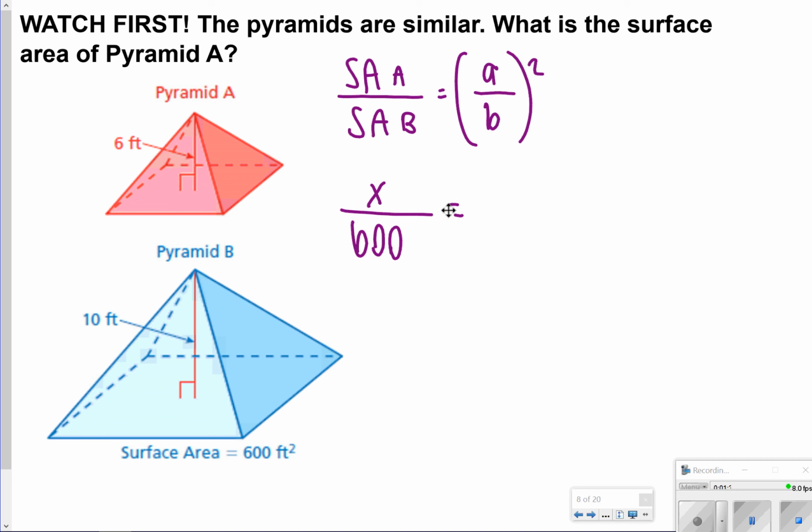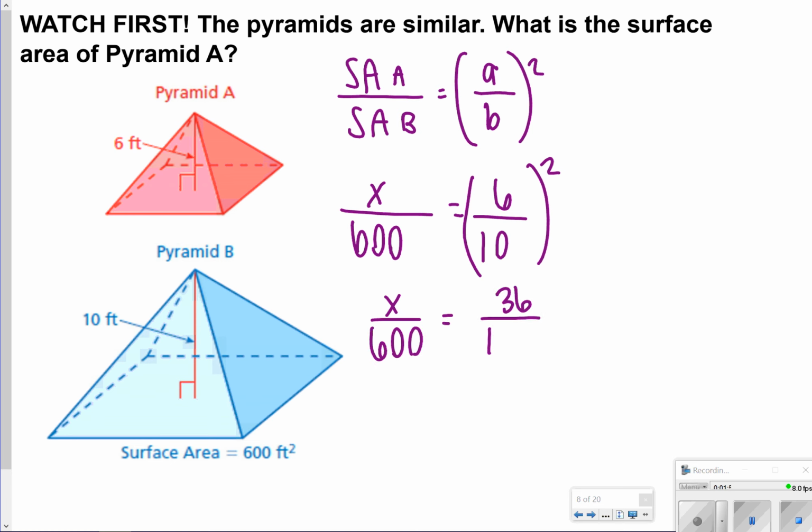And then I do know a side length of A. I have a side length of 6, and the same corresponding side length of 10 in the shape of B. What we need to remember to do is always square those lengths when we're talking about the surface area. So we'll actually have X over 600 is equal to 36 over 100. And then this becomes just a simple proportion that you start to solve.